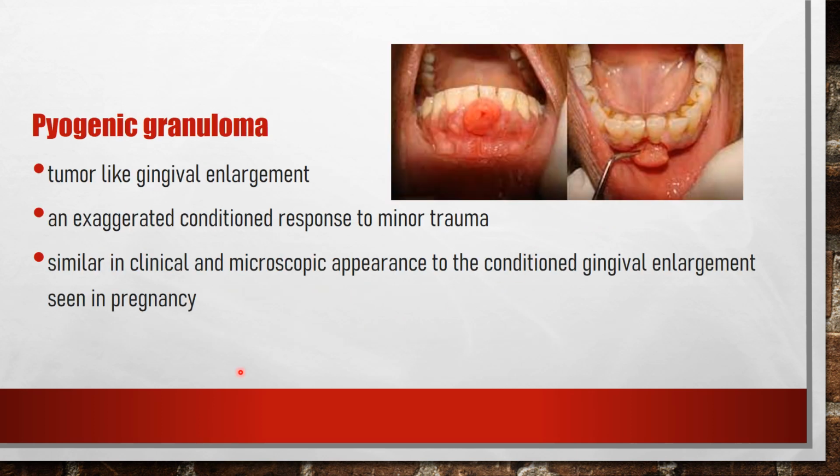Then coming to the pyogenic granuloma, you can see the tumor-like gingival enlargement. This mostly occurs as a conditioned gingival enlargement. It is usually an exaggerated response to minor trauma. You can see this pyogenic granuloma. It is easily detachable. It is similar in clinical and microscopic appearance to the conditioned gingival enlargement, that is, the pregnancy tumor. This is the same feature as that of the pregnancy tumor. So that is pyogenic granuloma.